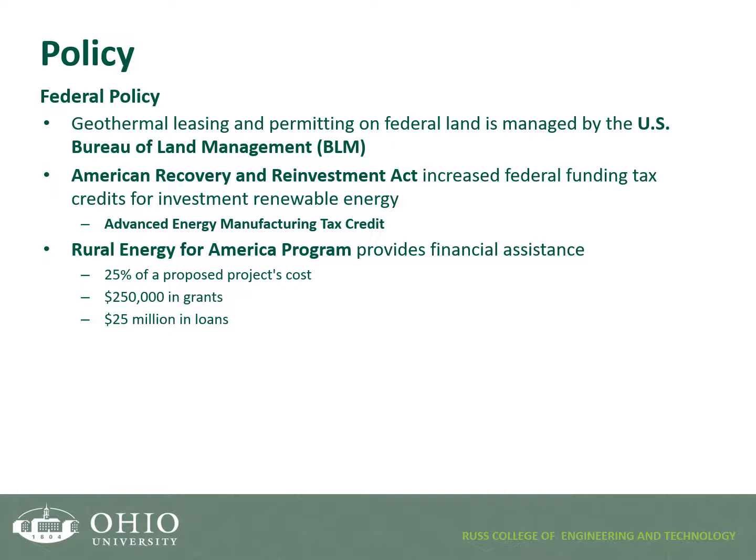The Rural Energy for America program provides financial assistance through grants and loans for entities that purchase and construct renewable energy systems. Total aid is limited to 25% of a proposed project's cost, with a maximum of $250,000 in grants and $25 million in loans.